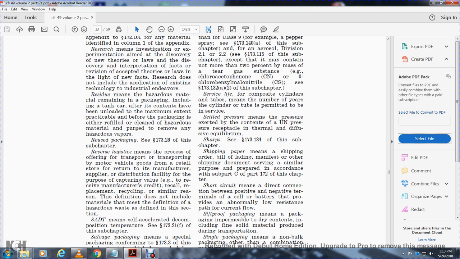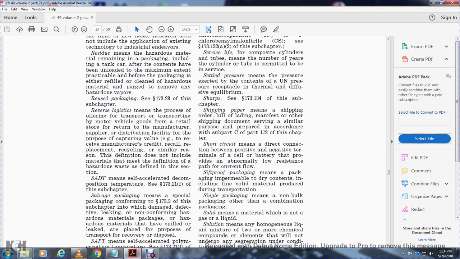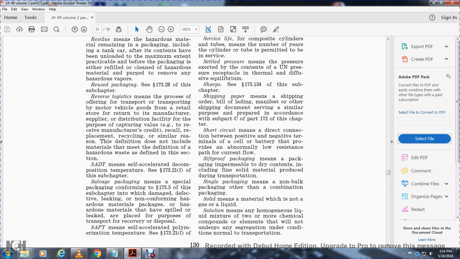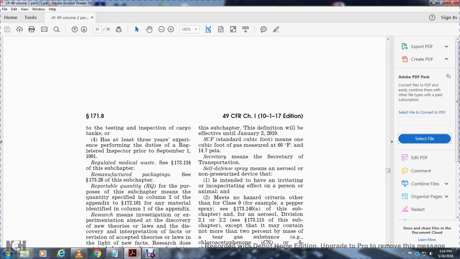SADT means self-accelerating decomposition temperature, 173.21(f) of the subchapter. Salvage packaging means special packaging performed under 173.3 of the subchapter for damaged, defective, leaking, or non-conforming hazardous material packaging, or hazardous material that has spilled from the packaging, for the purpose of further transportation, recovery, and disposal. SAPT means self-accelerating polymerization temperature, 173.21(f).